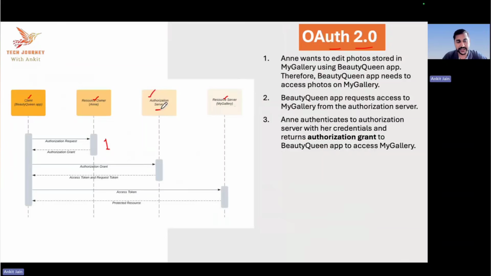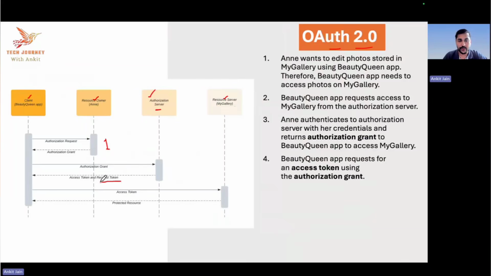So Anna authenticates the request. Now the request goes to the authorization server. That authorization server can be anything. It can be your Gmail, it can be LinkedIn. There are multiple applications which can act as an authorization server, which will provide the authorization to you. Now, as soon as the authorization request has been granted, the access token and the request token are shared back with the application.